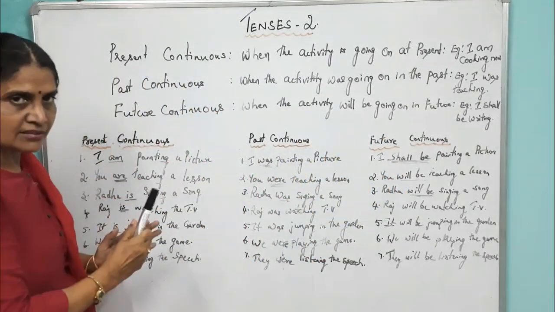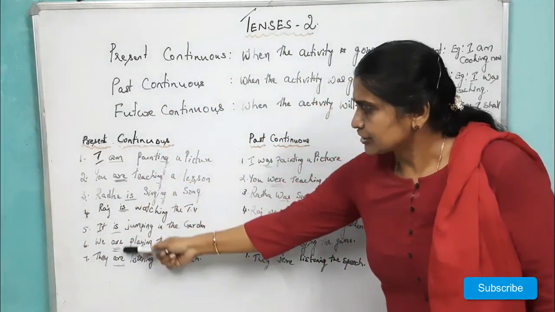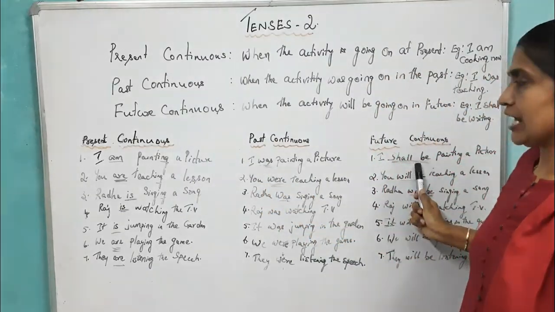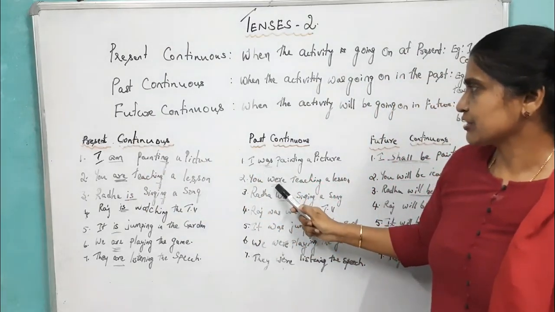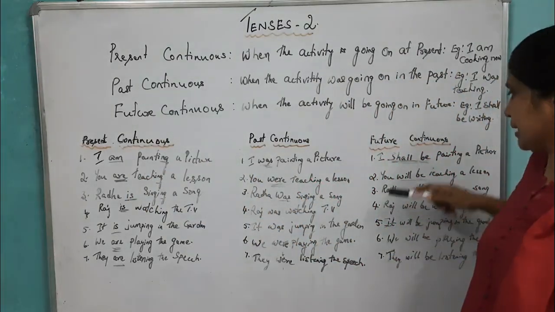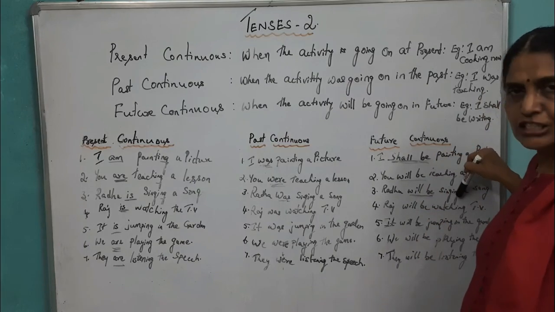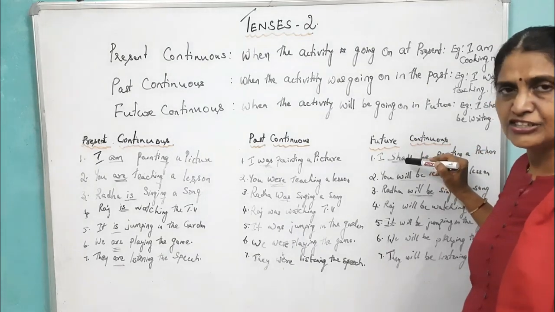If you compare like this and learn, you can learn easily. You have to just identify the change of the verbs. Am becomes was for the first person, shall be for the future. And are becomes were in the past continuous. Future is very easy because you only have will be plus the ing form of the verb for the future continuous, except for the first person you will write shall.